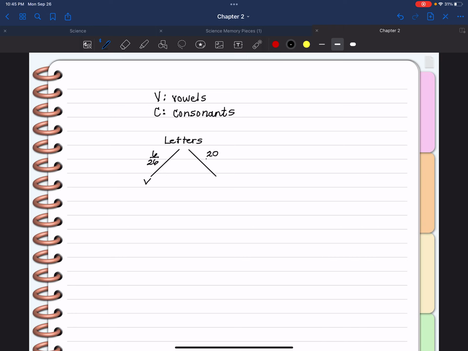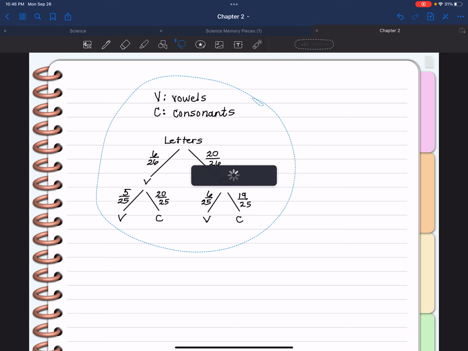And 20/26 for consonants. And then based on that, we have another set of branches where we have 5/25 V and 20/25 C and 6/25 V, and 19/25 C. And I'm going to make a copy of that before I mess it up.